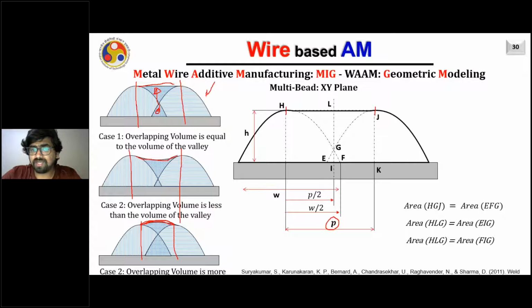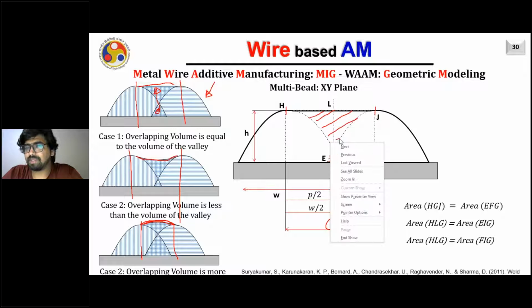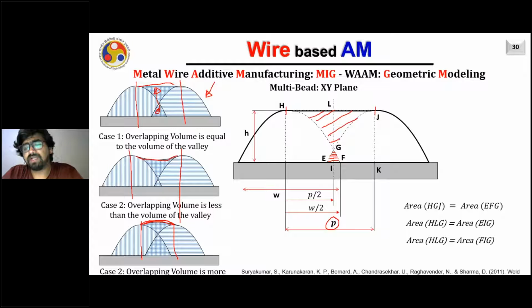We always want this case, right? So just use simple mathematics. We deposited two parabolas, and we need a straight line, so I draw a straight line on the top surface. In other words, the area which I'm hatching right now, represented by FEG, should be equal to the area GHLJ, this area. If they both are equal, then definitely you will get a flat surface.